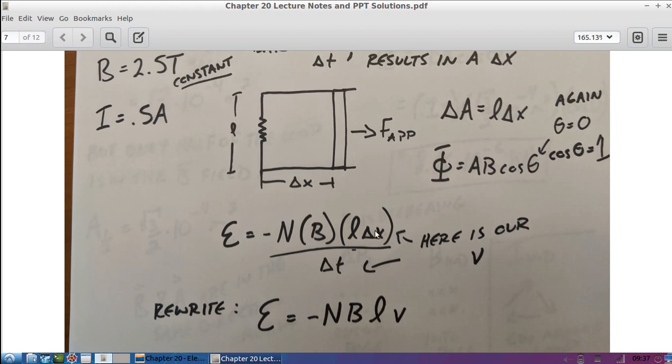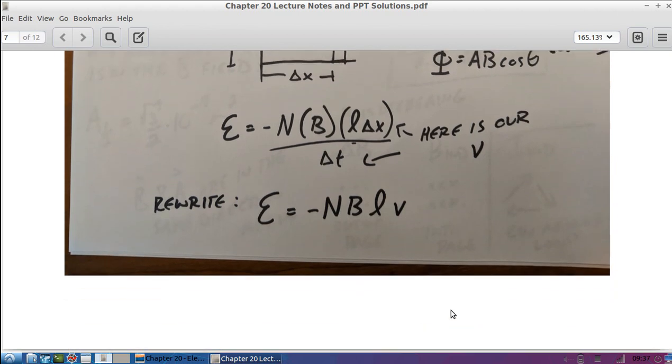So I substitute L delta x in for delta A. That's right here. But we see we weren't given a time interval, but we have this term delta x in the numerator and delta t in the denominator. So that is v. That's our velocity right there. So I'm going to take that delta x over delta t, and I'm going to substitute v in for that. And now I've got a new expression for the induced voltage.